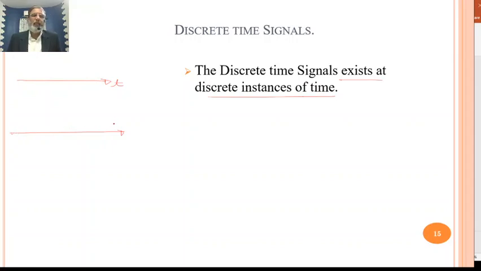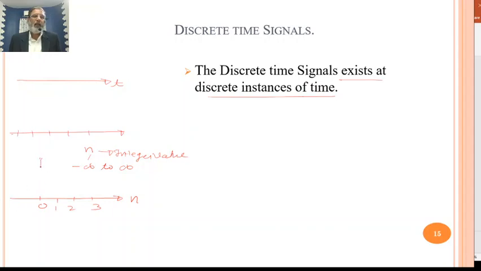Hence, t is uniformly divided in discrete intervals of time, and the discrete intervals of time are denoted by n. n is an integer value, and it changes from minus infinity to plus infinity. Means in case of the discrete time signal, the independent variable is n, which is an integer value: 0, 1, 2, 3, or minus 1, minus 2, like this.